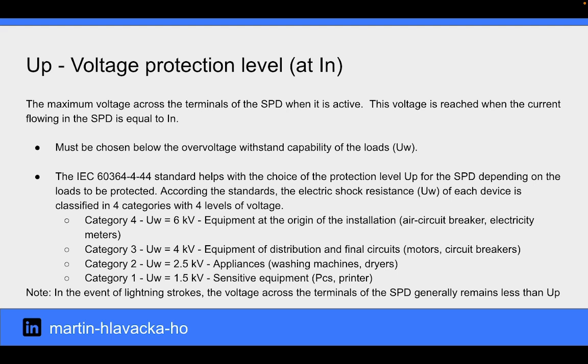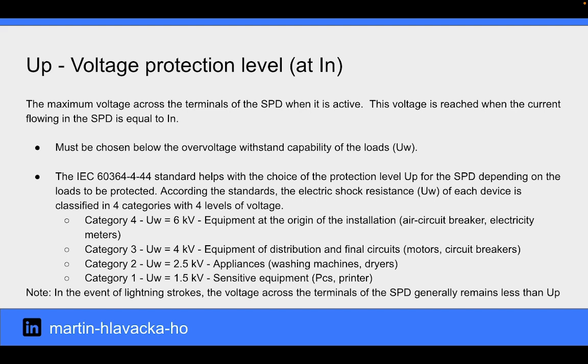The voltage protection level value is the maximum voltage at the SPD terminals when active. This voltage is reached when the current flowing in the SPD is equal to the nominal discharge current. The value should be chosen below the overvoltage withstand capacity of the loads. In the event of a lightning strike, the voltage between the SPD terminals generally remains less than the voltage protection level.